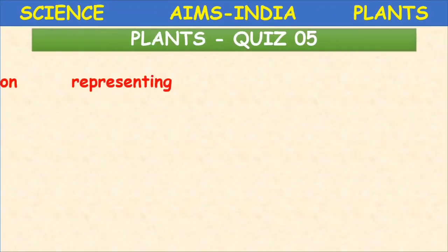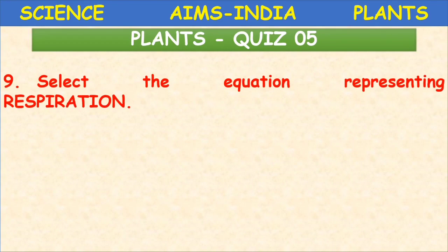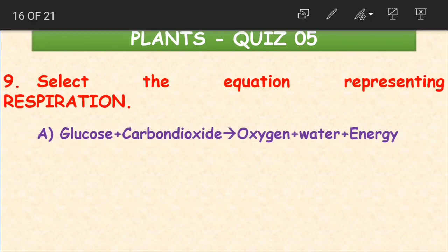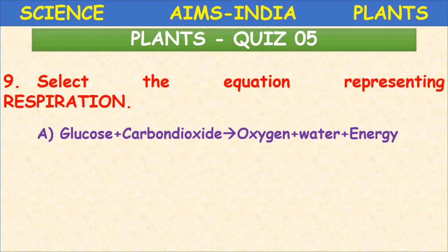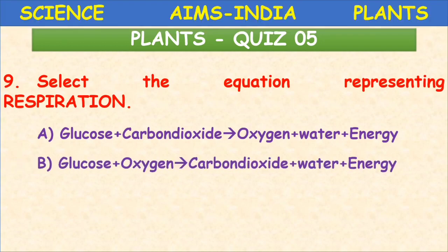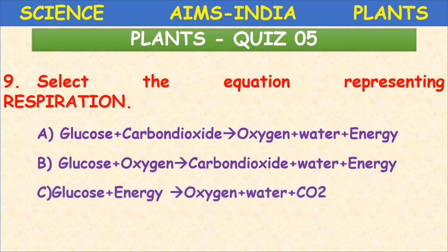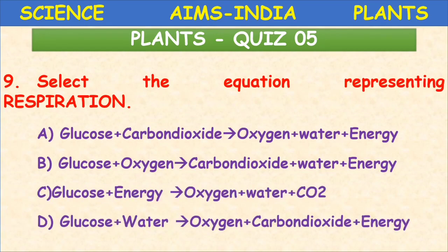Now, another question. Select the equation representing respiration. A, glucose plus carbon dioxide results in oxygen, water and energy. B, glucose plus oxygen gives carbon dioxide, water and energy. C, glucose plus energy results in oxygen plus water plus carbon dioxide. And D, glucose plus water results in oxygen plus carbon dioxide plus energy.